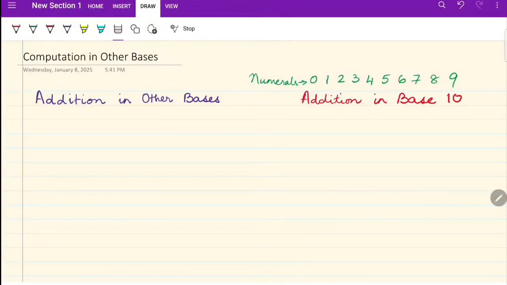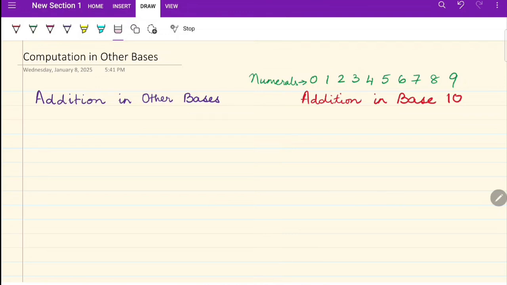Hello everyone. Today we're going to learn how to perform computation with values in different bases. Now by computation we mean the arithmetic operations of addition, subtraction, multiplication and division, and I'm going to go over them one at a time. So we learn addition first, then subtraction and so on.